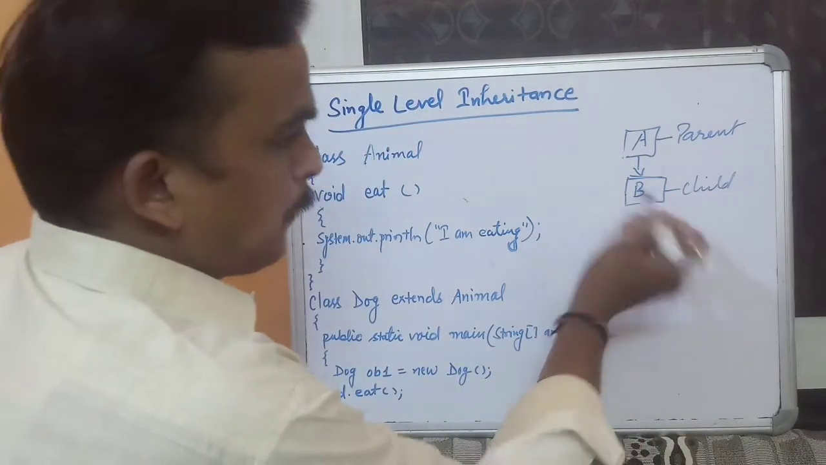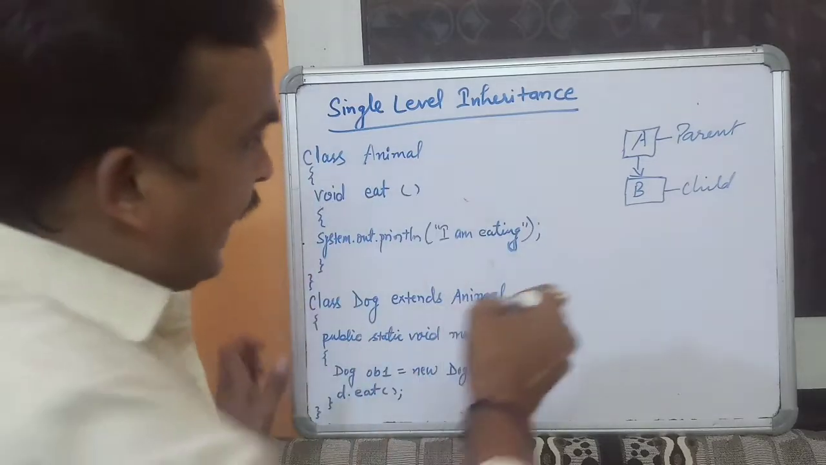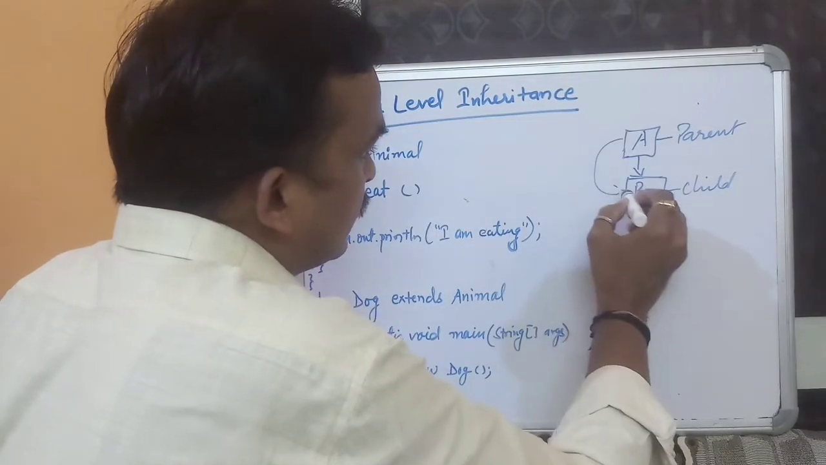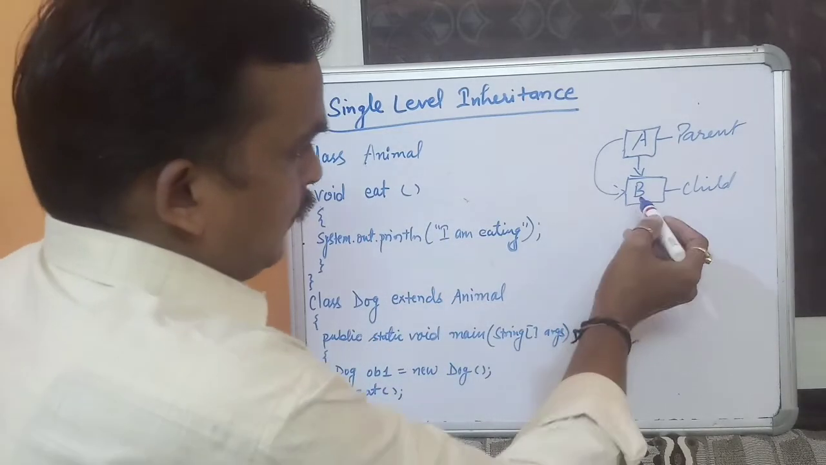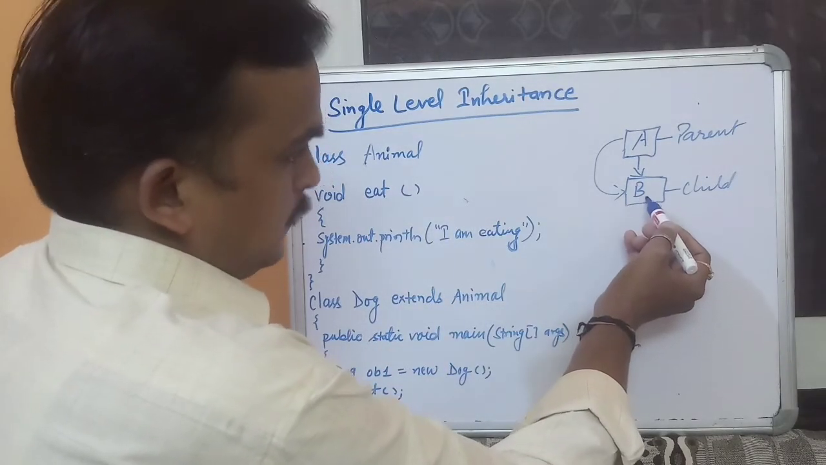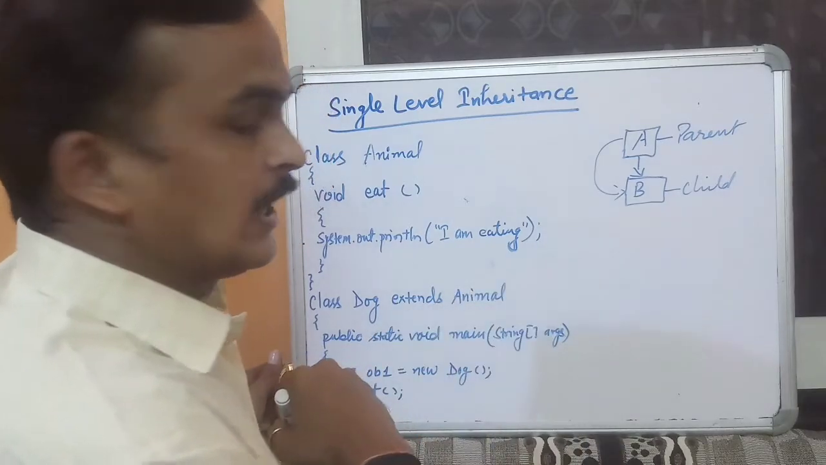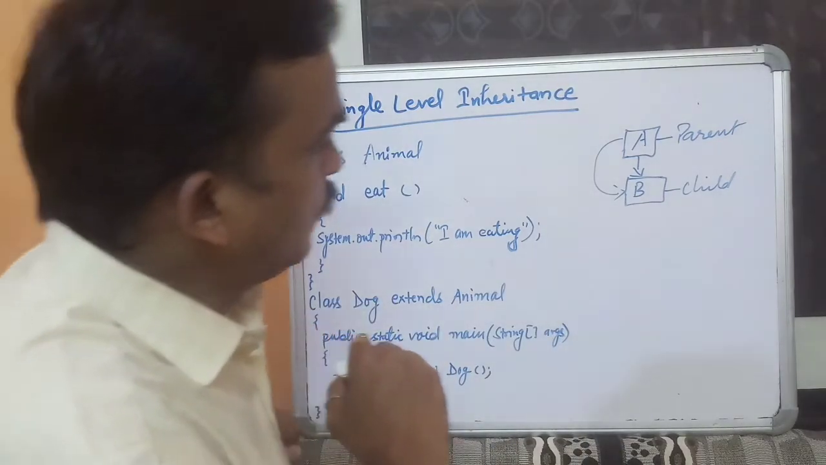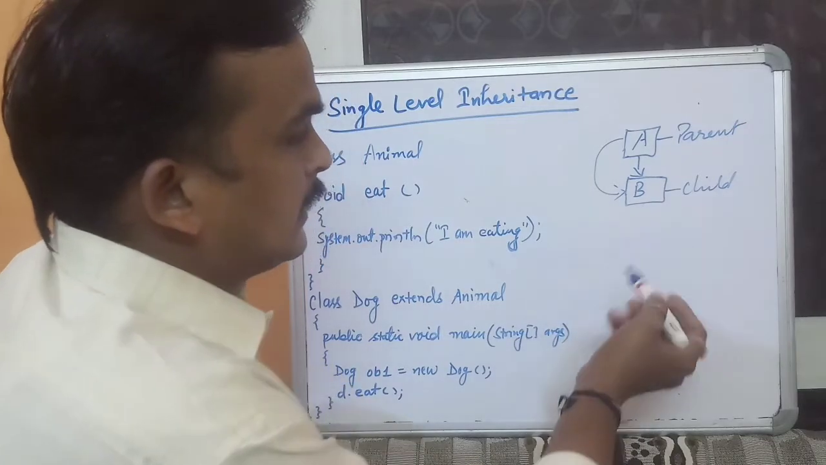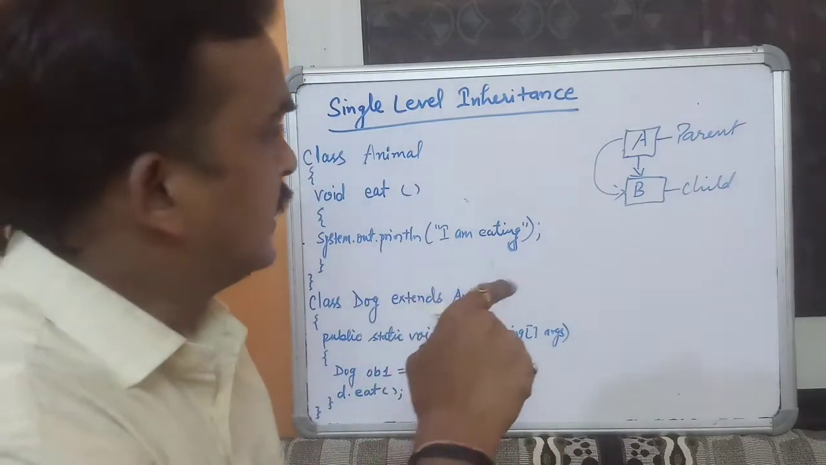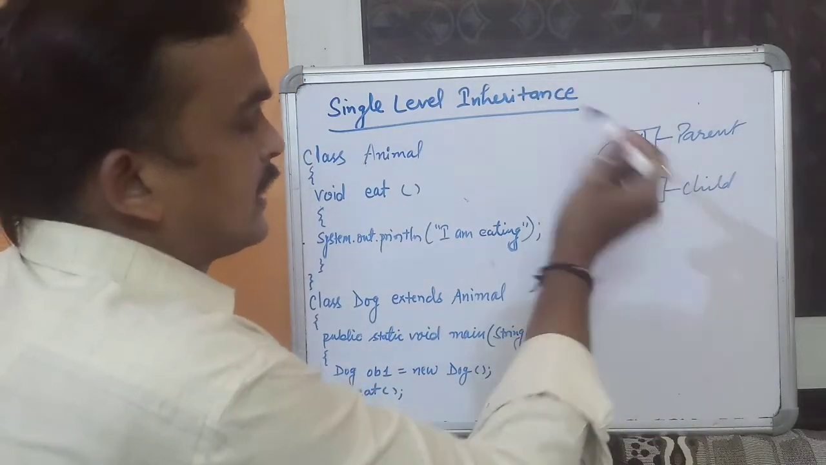So all the parent class properties can be accessed by the child class, that is B. So what we will do, we will access the properties of A using the child class B. In this scenario we have to create an object of class B that is capable of accessing the methods and properties of class A.